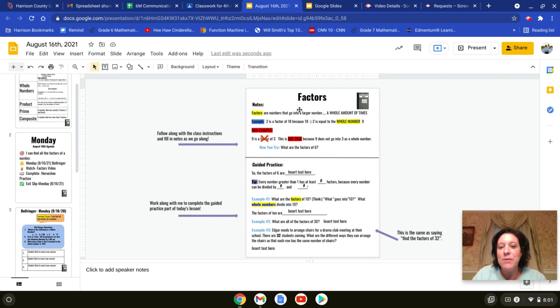The next one, we've got some notes at the top. Remember, factors are numbers that go into the larger number. It's the small number that goes into the large number. 2 is a factor of 18 because 18 divided by 2 is equal to the whole number 9. Notice the converse of that, the flip of that, does not work. It says 9 is a factor of 3. Well, this is not true because 9 does not go into 3.